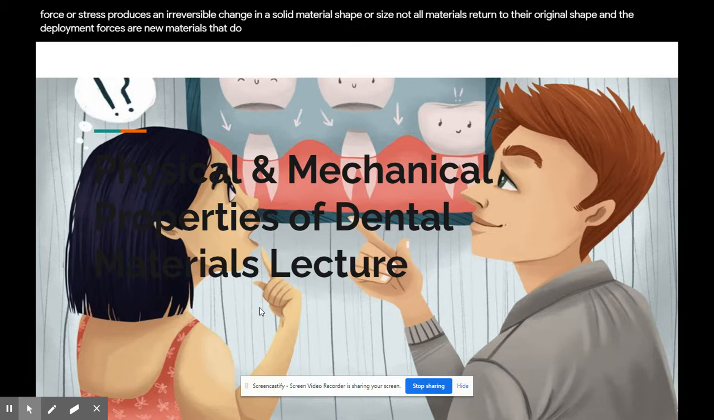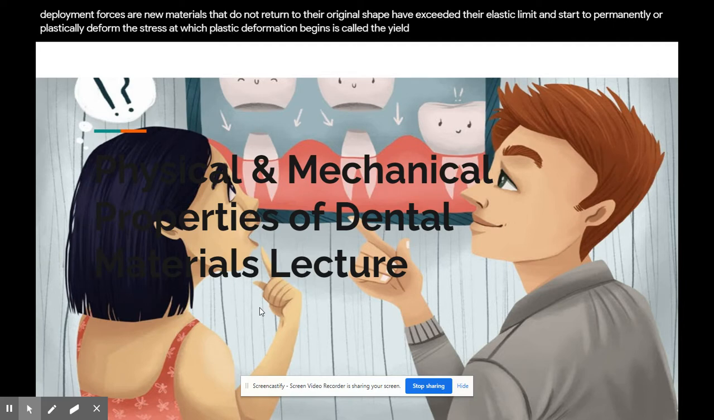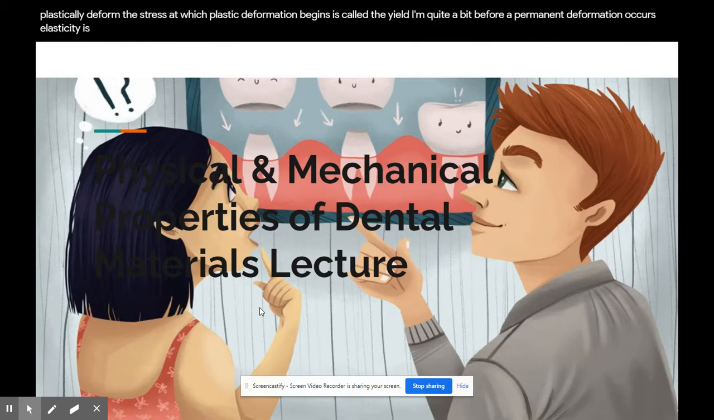Materials that do not return to their original shape have exceeded their elastic limit and start to permanently or plastically deform. The stress at which plastic deformation begins is called the yield stress. Rubber can be deformed quite a bit before permanent deformation occurs. Elasticity is important for impression materials, which must be stretched over the tooth or bony undercuts without permanent deformation.